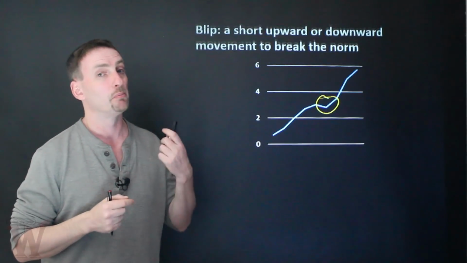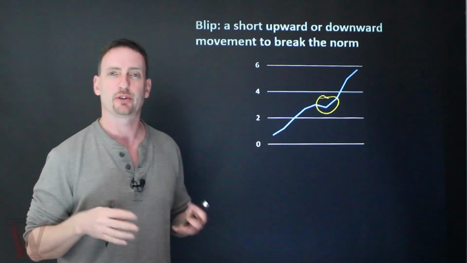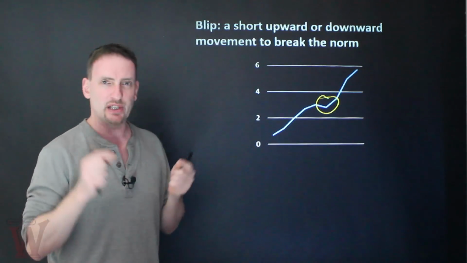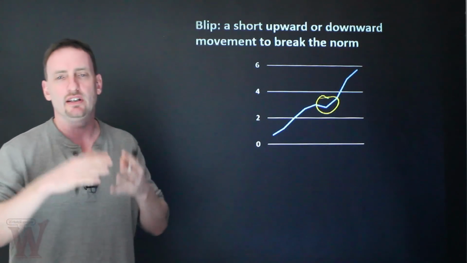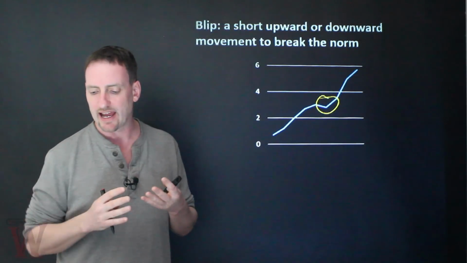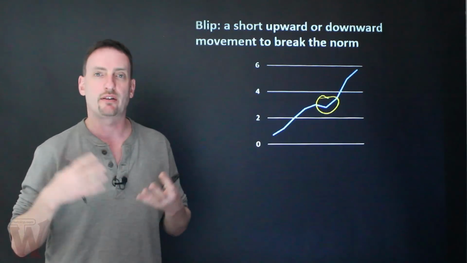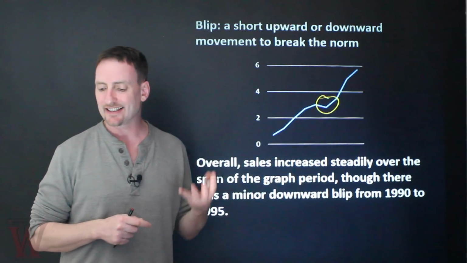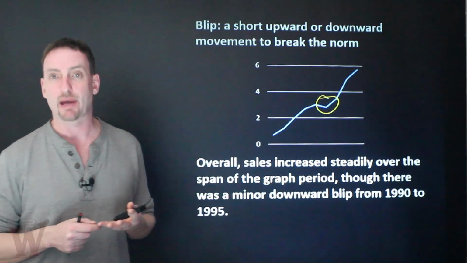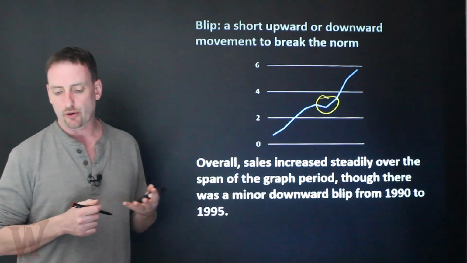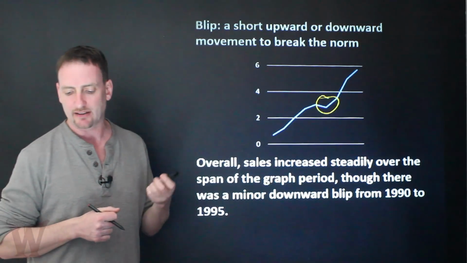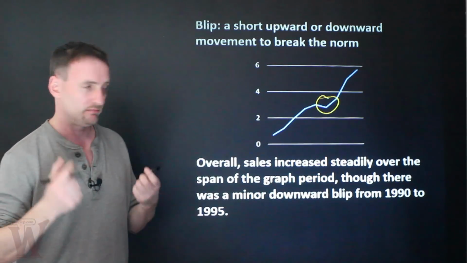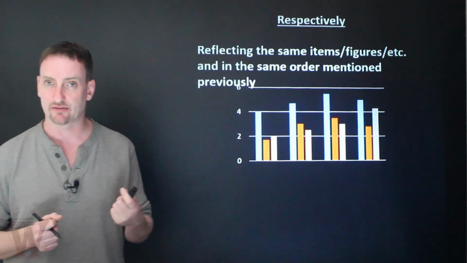Here's a good word for you: blip. Nobody uses this word. If you can use it correctly, it's a little bit more impressive for the graders, okay? A blip means a short anomaly in a trend, a short upward or downward movement to break the norm, the trend, the pattern, etc. Overall, sales increased steadily over the span of the graph period, though there was a minor downward blip from 1990 to 1995 during that one interval. Use blip, good word.